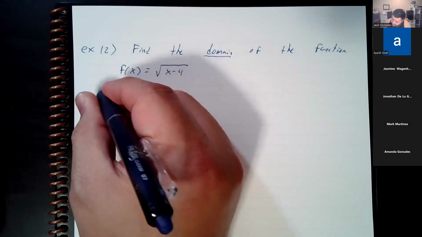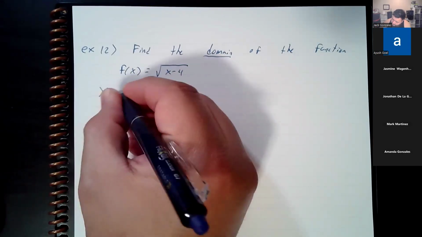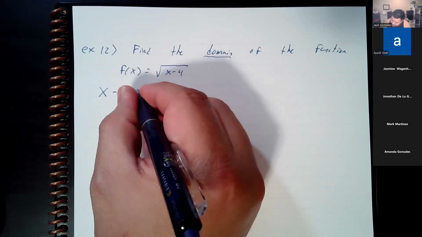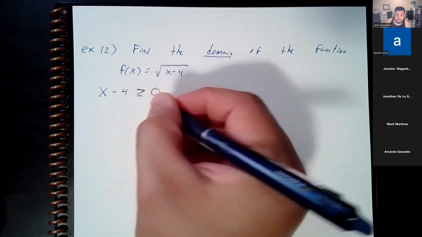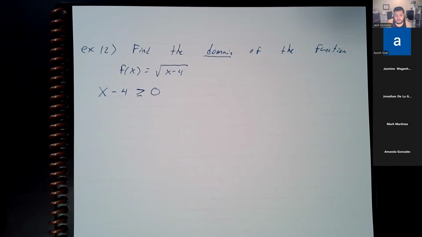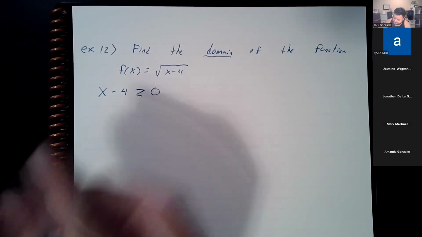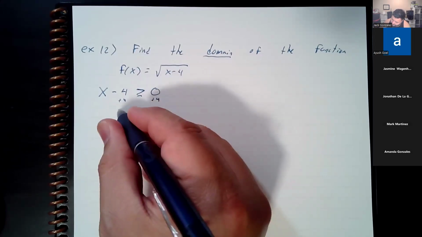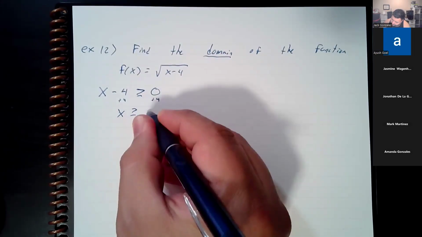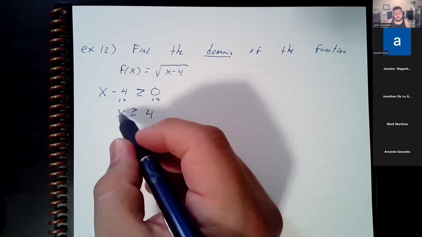So the way you find the problem area is to solve this. Make sure that the inside is greater than or equal to zero, because it can be zero. You can square root zero, no problem. If I add 4 to both sides, you get x greater than or equal to 4. So this is basically telling you what the domain is.